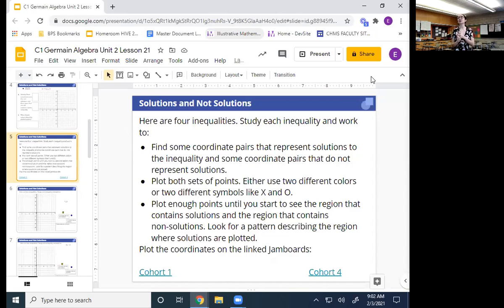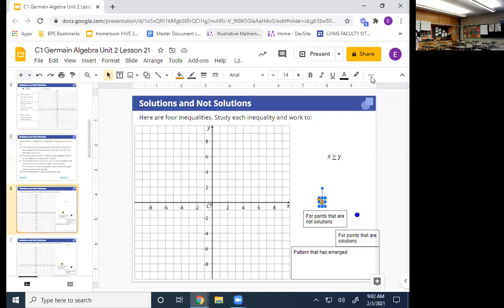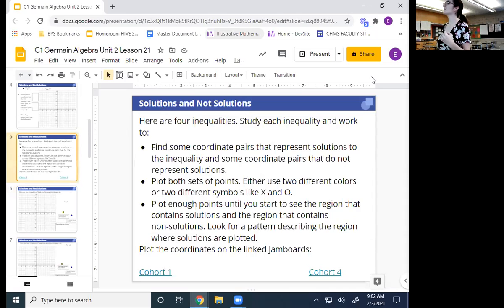Plot those points using the coordinates here. X's are for ones that are not a solution. The circles are for the ones that are a solution. So you're going to find some sets of points, then plot those sets of points. And then lastly, I want you to plot enough points until you start to see a region that contains solutions and a region that does not contain solutions. I'm looking for probably 5 or 6 for each of these. I want you to test out 6 coordinates for each of these.